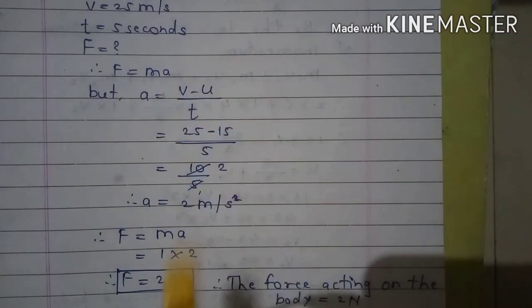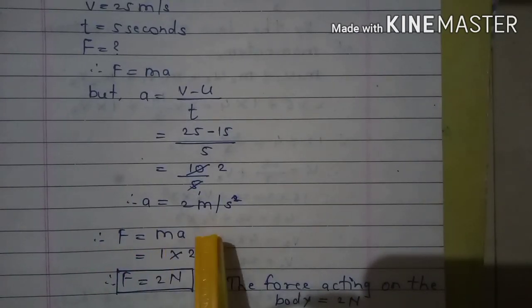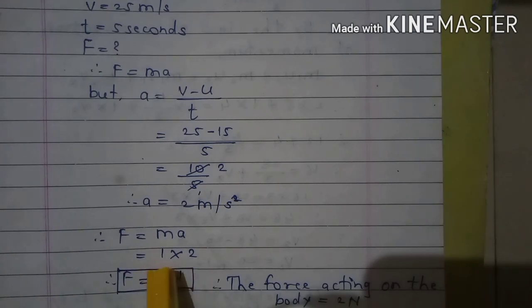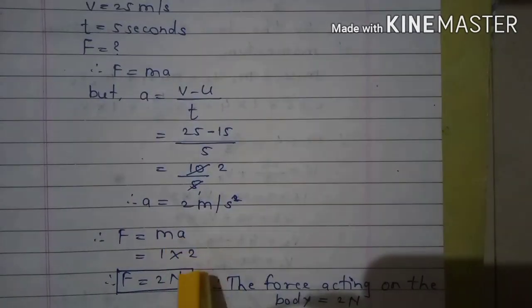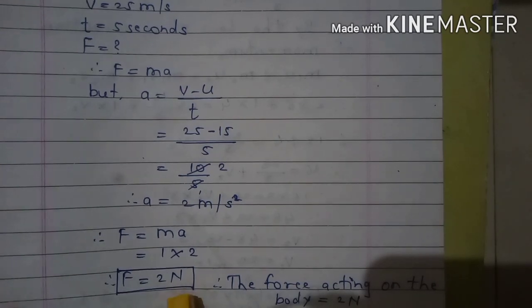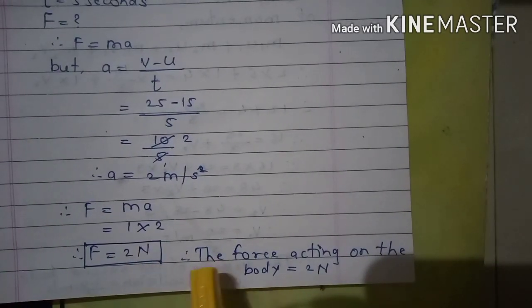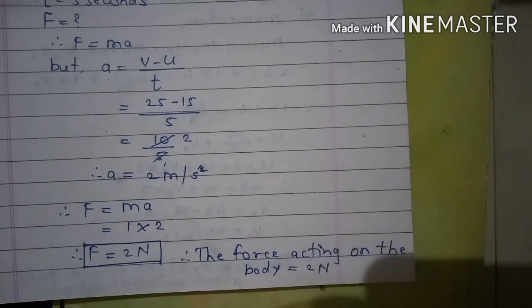And now therefore we will see capital F is equal to mass into acceleration, that is equal to 1 into 2, because mass is 1 kilogram and acceleration is 2. So therefore force is equal to 2 Newton, because here Newton is the unit, because we know force unit is Newton. So therefore the force acting on the body is equal to 2 Newton.